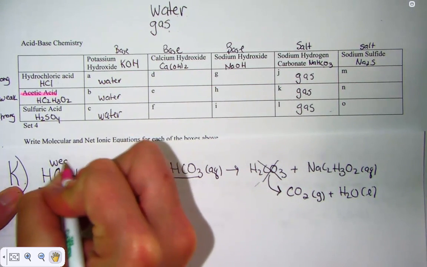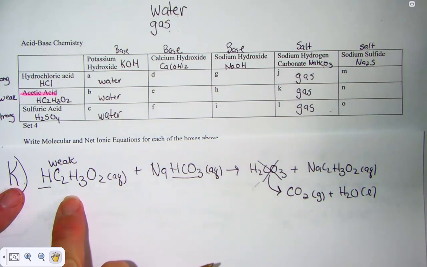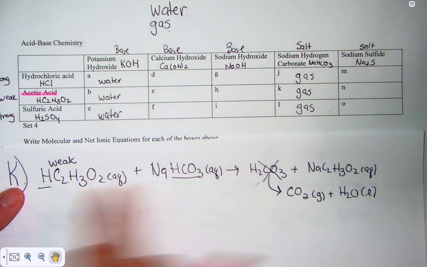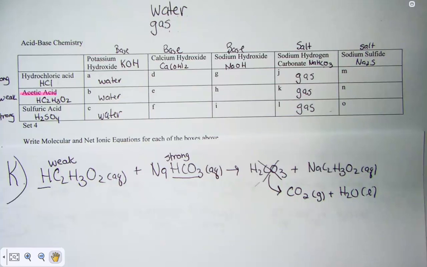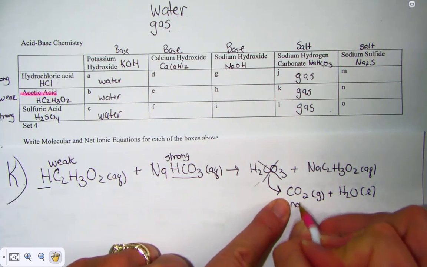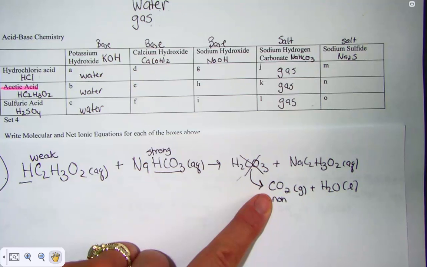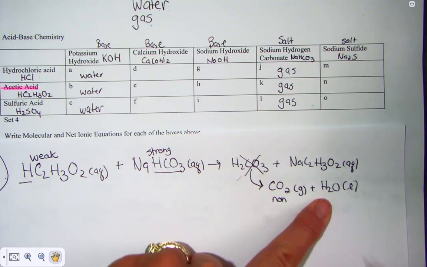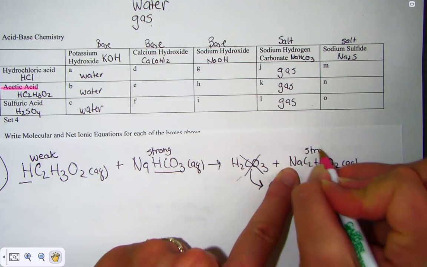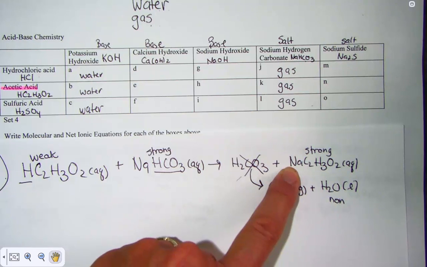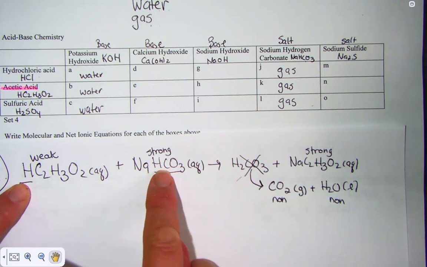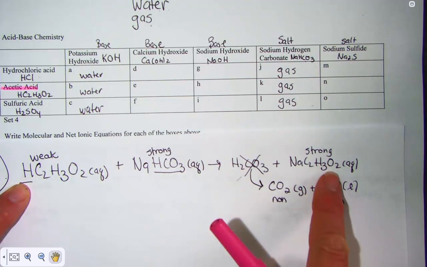Now remember, we only break apart the strong, so letter K is a weak acid. Sodium bicarbonate is a strong electrolyte, water-soluble salt. CO2 is a non-electrolyte. It's a molecular gas. Leave it together. Water is a non-electrolyte. It's a molecular compound. Leave it together. But sodium acetate is a strong electrolyte. It's a water-soluble salt, so break it apart. Leave together, break apart.